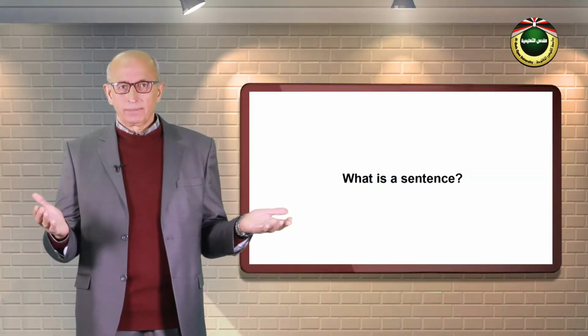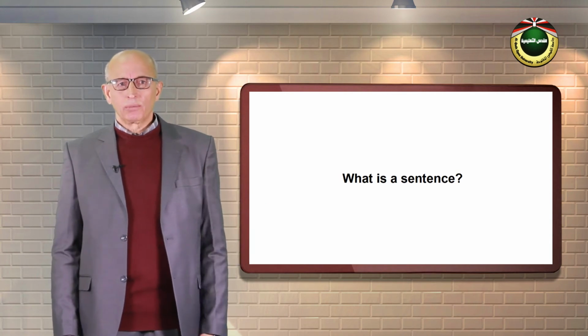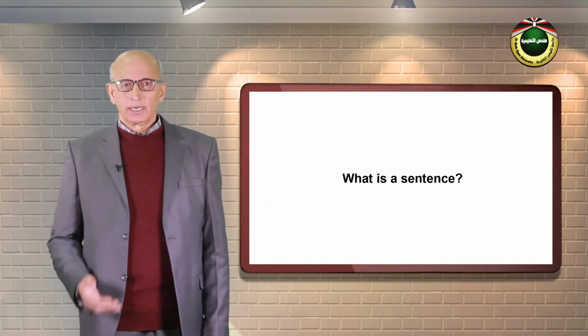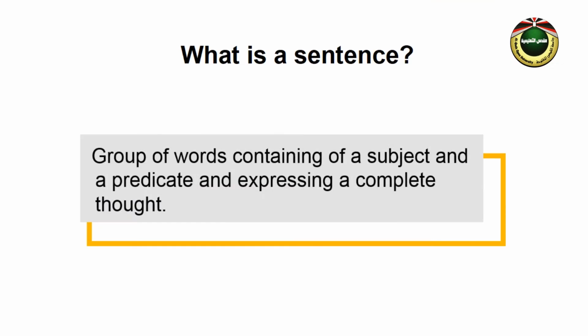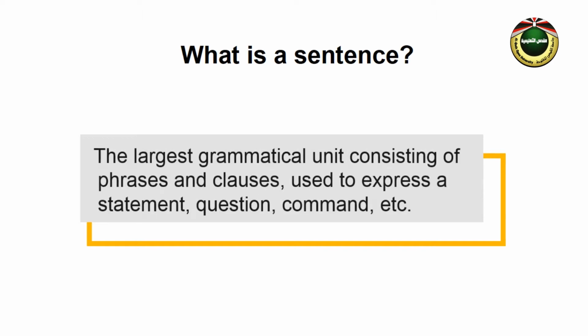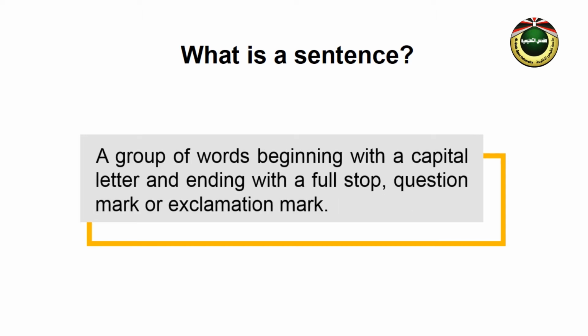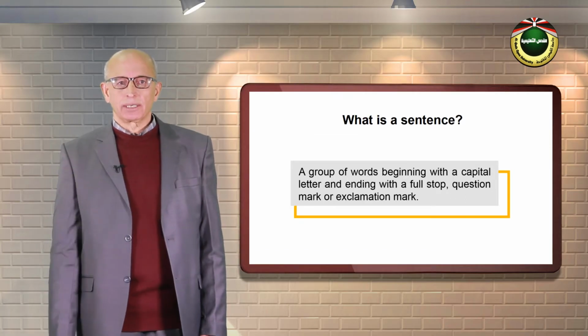What is a sentence? In fact, there is more than one definition for the English sentence. Let's look at the following definitions. A. It's a group of words containing a subject and a predicate and expressing a complete thought. B. A sentence is the largest grammatical unit consisting of phrases and clauses used to express a statement, question, command, etc. C. A sentence is a group of words beginning with a capital letter and ending with a full stop, question mark, or exclamation mark.